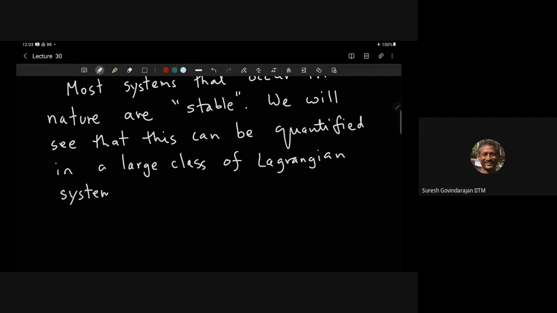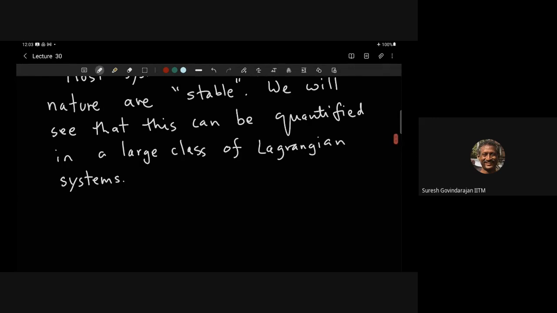Okay, by Lagrangian system, I mean a system whose dynamics is given by a Lagrangian. Of course, you could do it with the Hamiltonian as well, but for simplicity, we'll work with the Lagrangian.